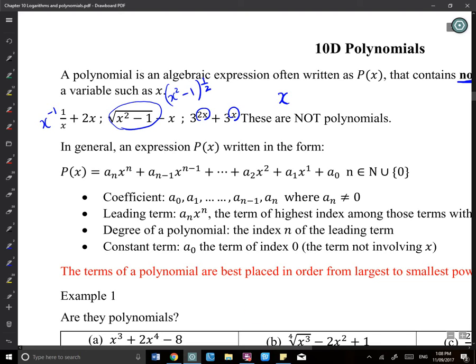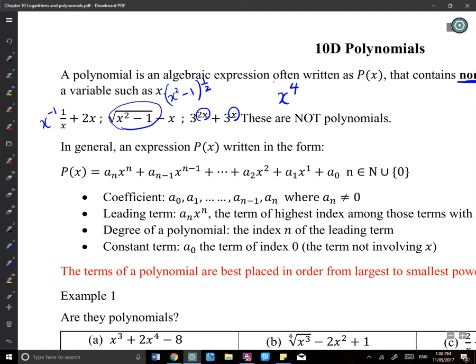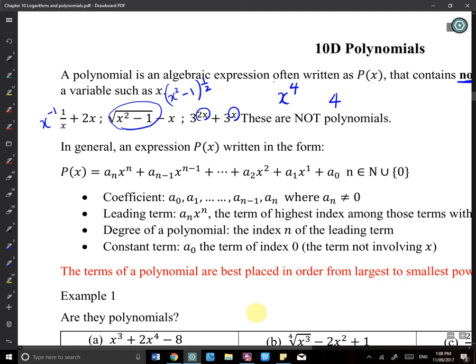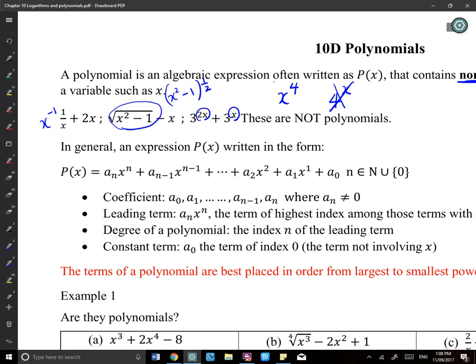Like say x to the power of 4. That is a polynomial. Non-negative integer power, all good. But 4 to the power of x is not a polynomial. That's called an exponential. When you have x or variables in your power, that is called an exponential, not a polynomial. For a polynomial, you must have a variable base, but not the power. Power must be a number, a non-negative integer. So this is a polynomial.